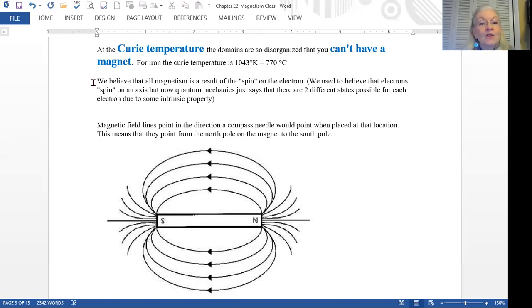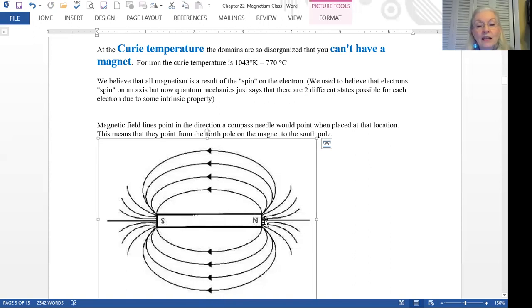So the magnetic field lines point in the direction that a compass needle would point when placed at that location. So if this is our bar magnet with north on the right and south on the left, if you put a compass right here on the very top outside line, the compass needle would point to the left. If we brought it down parallel to that location, it would continue to point to the left. If we came to the opposite side of it, it would continue to point to the left.